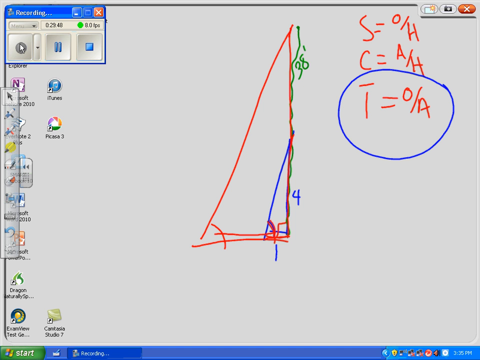Tangent is the only function where you have a number over 1 that's the function. Okay, so the tangent is 4. Hit enter, and we find out that it is 75.9 degrees. Now, don't take that out yet. Now, we want to move over here where we have, what angle is this over here again?